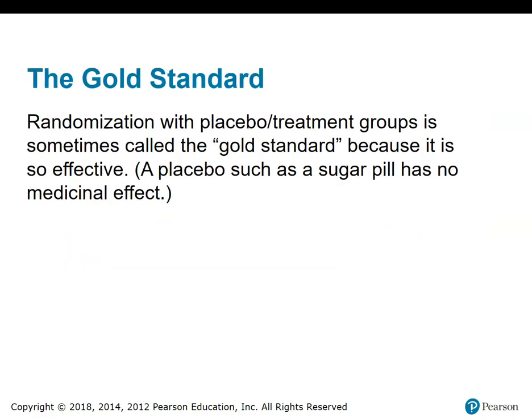Gold standard is randomization with placebo treatment groups. It's called that because it's so effective. A placebo, such as a sugar pill, has no medicinal effect, but we all know sometimes we think something's going to help us, so then maybe it actually does work. But does it work for everybody? And is that treatment, is the medicine actually really that much more effective than nothing? Because we want to minimize use of interventions if we can.